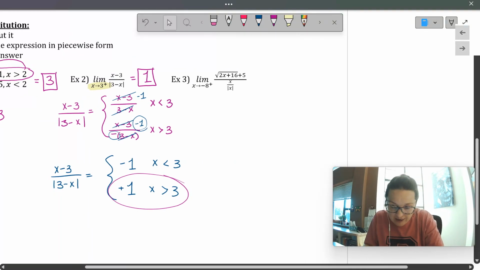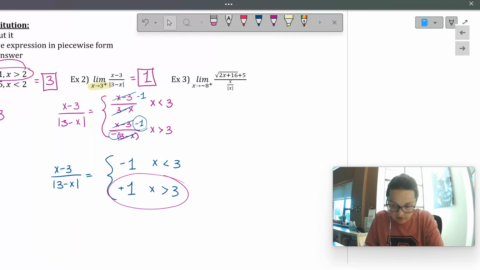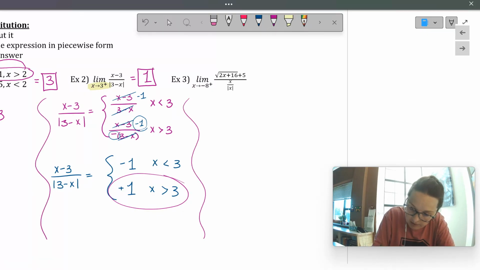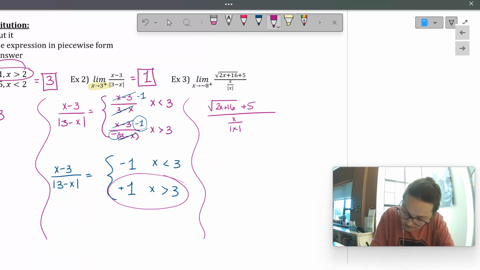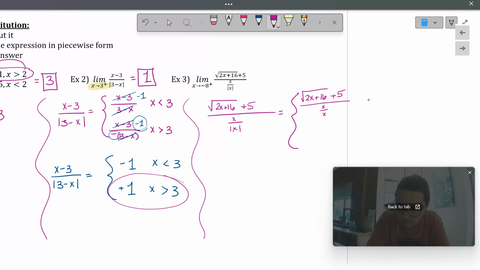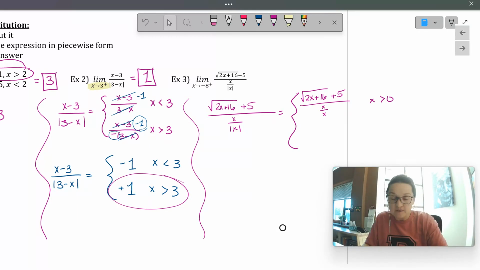Last one. All right. As x approaches negative 8 from the right. Oh, man. But I got that absolute value again, so I got to rewrite this one more time. And let's see. That's going to be the square root of 2x plus 16 plus 5 over x over absolute value of x, which really becomes the square root of 2x plus 16 plus 5 divided by x over x when x is already positive and the absolute value doesn't make a difference. So when x is greater than 0, that's how that works.